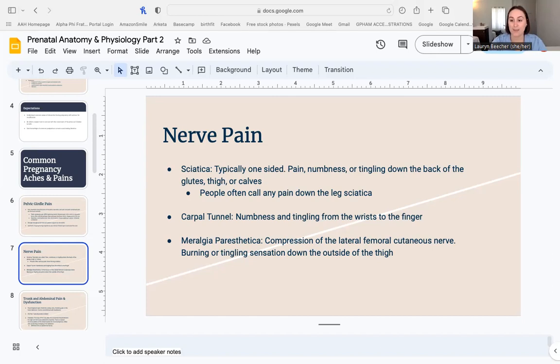So if someone's telling me that they have sciatica, but what they're describing is, oh, well, it's really achy and it's really sore, then I'm going to think, that doesn't sound like a nerve to me. That sounds more like a muscle. Muscles tend to be sore and achy. Nerves tend to have some numbness, some tingling, pins and needles, sometimes a more shooting sensation.